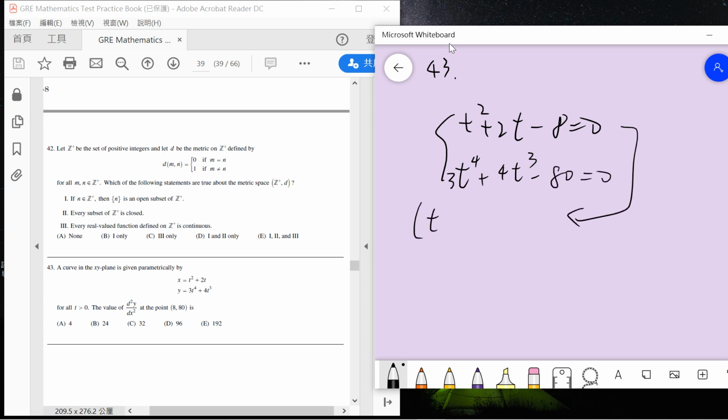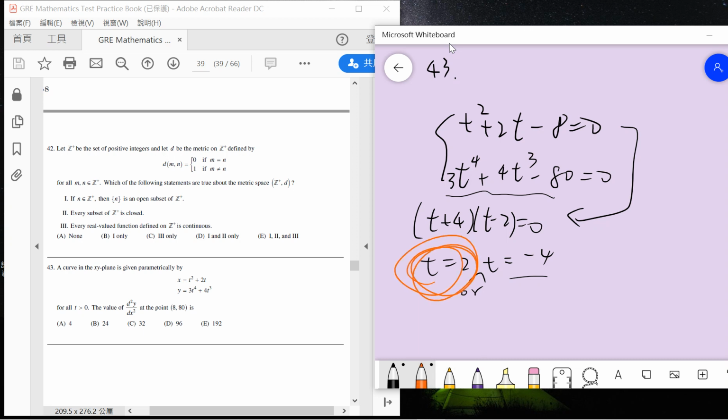So the first equation tells us this. T equals 2 or minus 4, and then you plug it in, T equals 2, this is valid. So T equals 2 is what we have. Since the question also tells us that T should be larger than 0, T equals 2 is what we want.